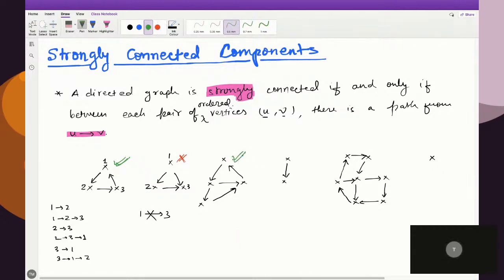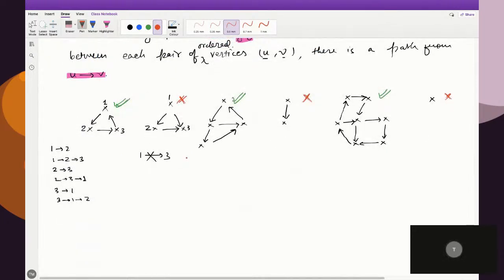Somebody is saying this is strongly connected. Yes, this is strongly connected; people can verify that. This one is not strongly connected because there is no way to go from the bottom node to the top node. Clearly this one is also strongly connected, since each pair of nodes is reachable from each other, and this one is not strongly connected. I hope this is clear. If there is any doubt, let me know.